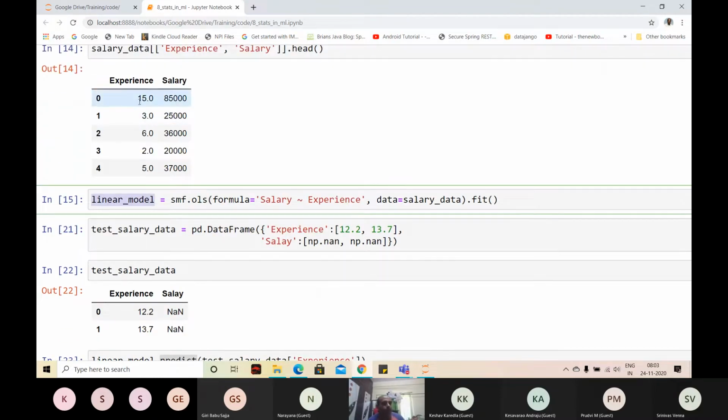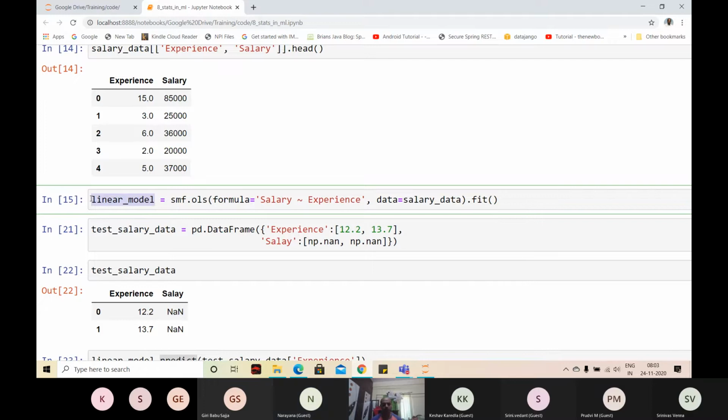Now I have a question. I have passed 32 records here. If I pass 32 million records... when I pass 32 records, the size of this model object is going to be very small. If I pass 32 million records, is the size going to increase? Only one column, right, experience and salary. One input column, one output column. Here 32 records. If I pass 32 million records, will the size of this model object increase? I think no, Rama. No, right?